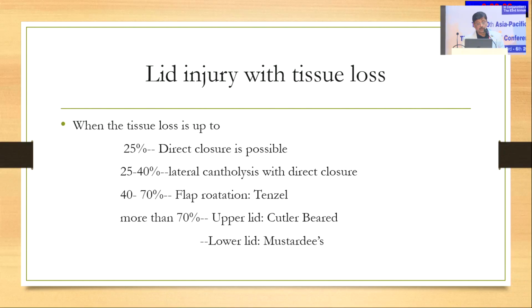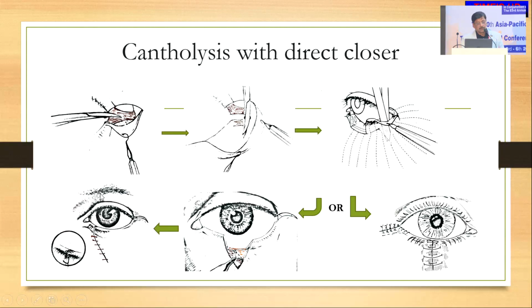And when there is tissue loss, you need to create tissue. Lid is very elastic, so around 25 to 30% of loss can easily be managed with direct closure, especially in older age group. But when there is some shortage of the tissue, the simple method of cantholysis with direct closure can be used, and if it is more, you can use Tenzel or Cutler-Beard. So here this is the basics of cantholysis.